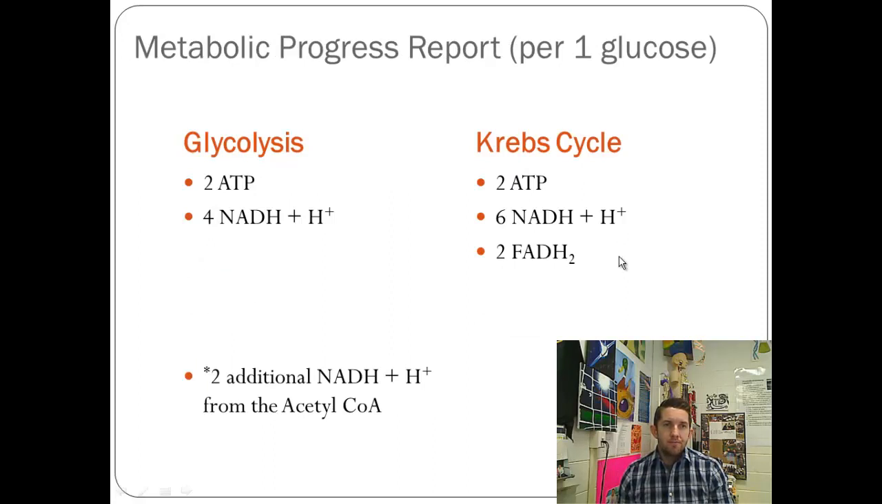So, progress report. Where are we? We've gone through glycolysis and we made 2 ATP through substrate level phosphorylation. We reduced 4 NADs to make NADH plus H. We went through the acetyl-CoA step and we made 2 more NADHs that can travel to the electron transport chain. Now we're at the Krebs: 2 more ATP, 6 more NADH plus H's, 2 FADH2, all of these coenzymes moving on to our next step.